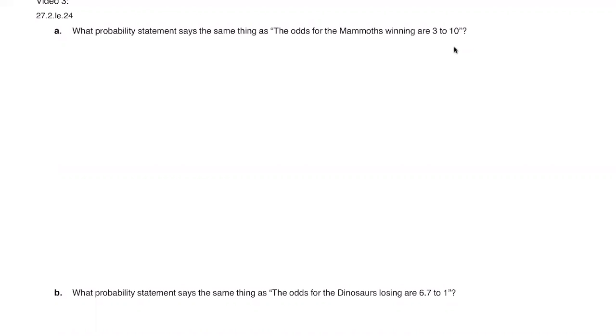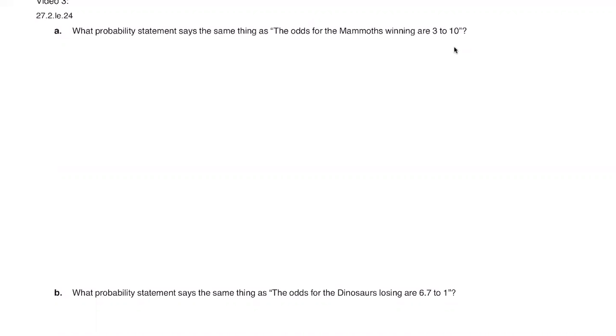And in this video, we're going to talk about probability and odds and how to write odds and how to convert odds and probability to one another and what the differences and subtleties are between probability and odds. We're going to do it with examples. So what probability statement says the same thing as the odds for the mammoths winning are 3 to 10?